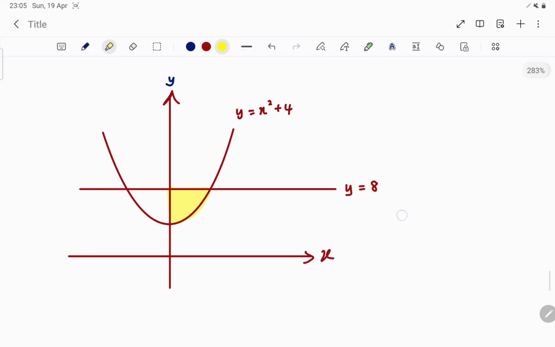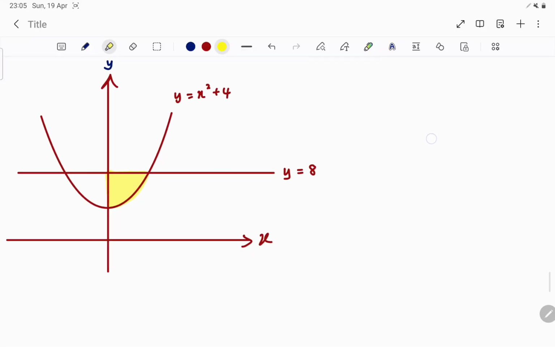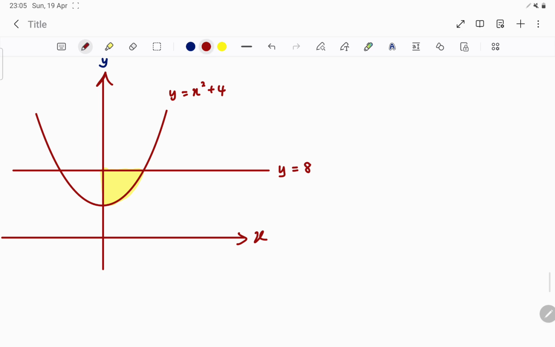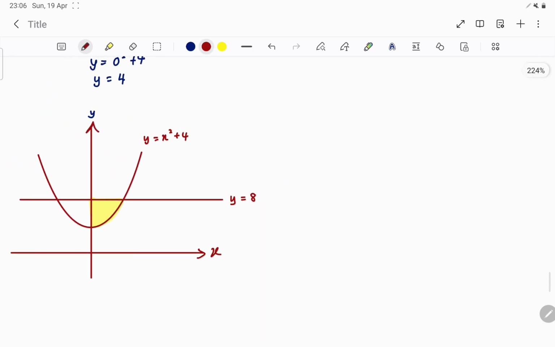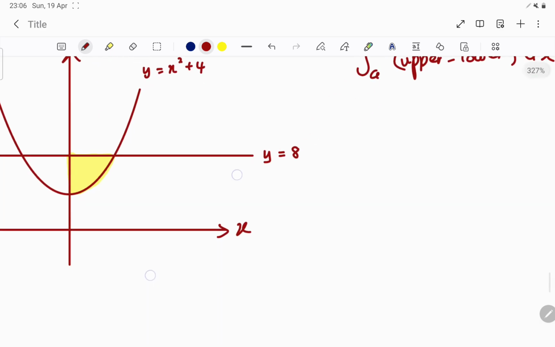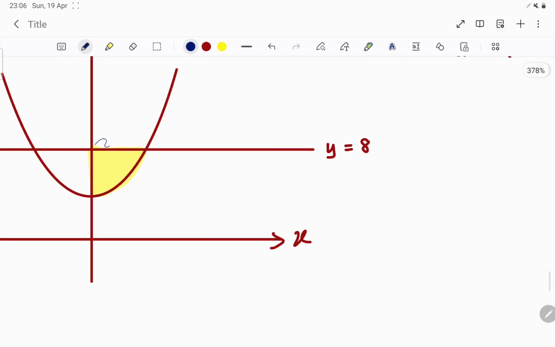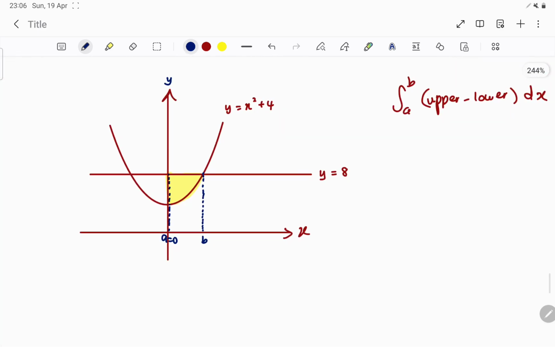Now, to find the shaded total area, remember the formula is upper minus lower, integrated from a to b. So where is your a, and where is your b? Your a starts from here, which we already got, equal to 0. And then your b is up until here. But do we know what b is? We don't know, right? So how to find a and b?